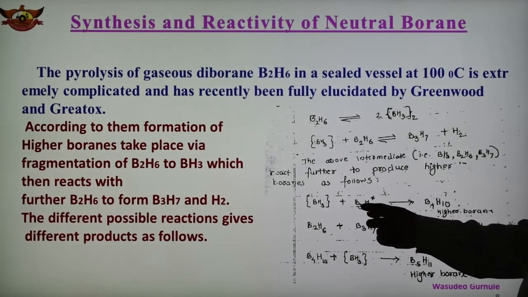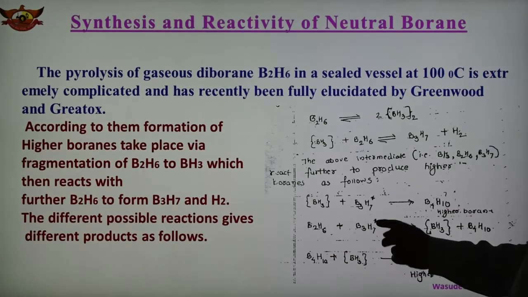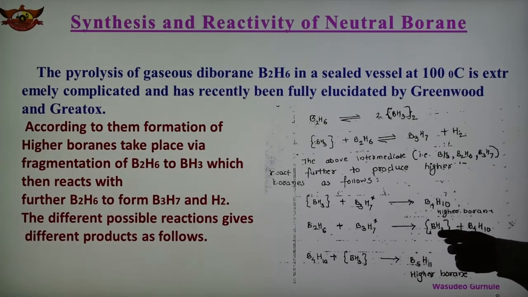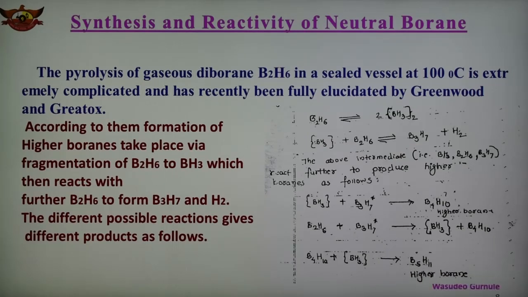The BH3 unit and B3H7 are highly reactive and form B4H10, the higher borane tetraborane 10. Another B2H6 reacts with B3H7, where the star indicates reactive, forming BH3 and B4H10. This is how the higher borane is obtained. Another B4H10 combines with BH3 and forms B5H11, a higher borane. So higher boranes can be synthesized from gaseous diborane by the pyrolysis method. These are some reactions for the synthesis of higher boranes using gaseous diborane.